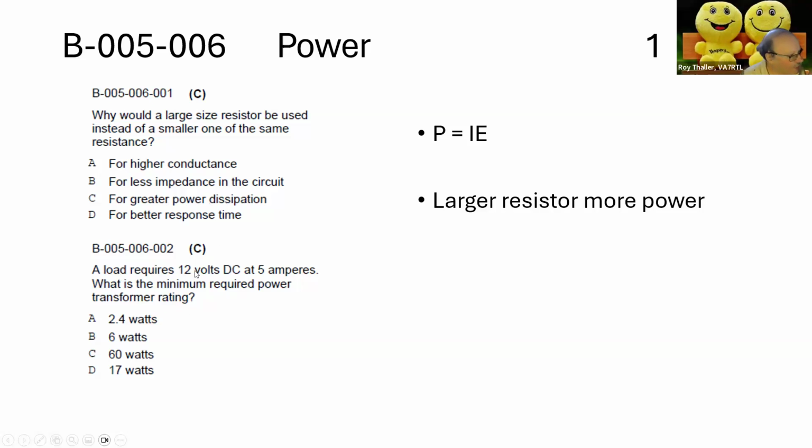A load requires 12 volts DC at 5 amps. What is the minimum required power transformer rating? So here you have to calculate power. So P equals I times E. So that's 12 times 5, which would be 60 watts. So C is the correct answer.